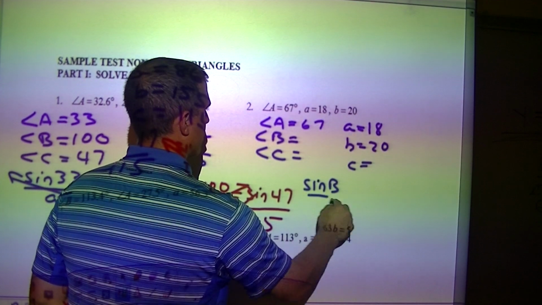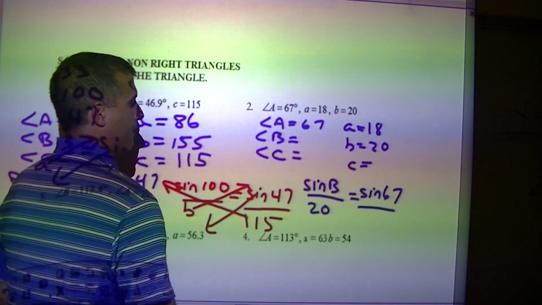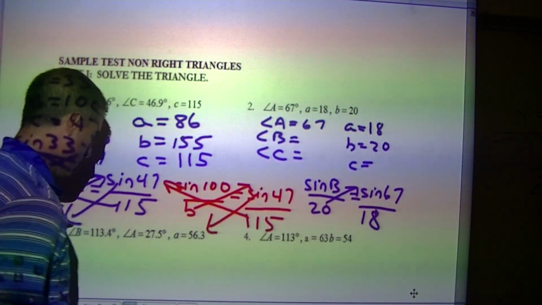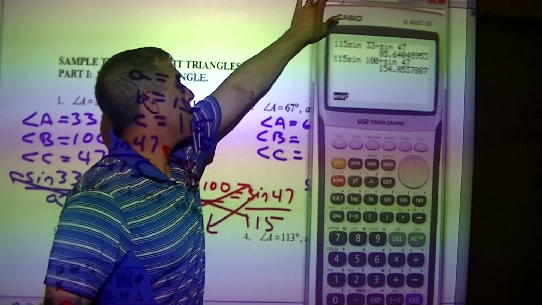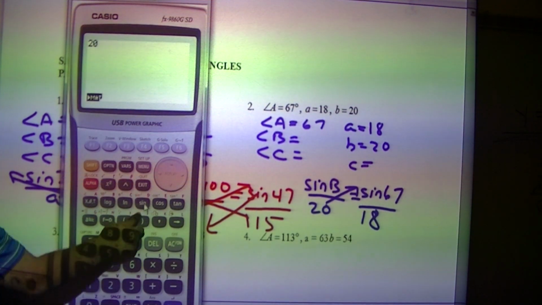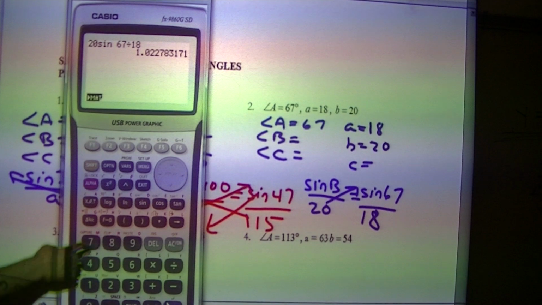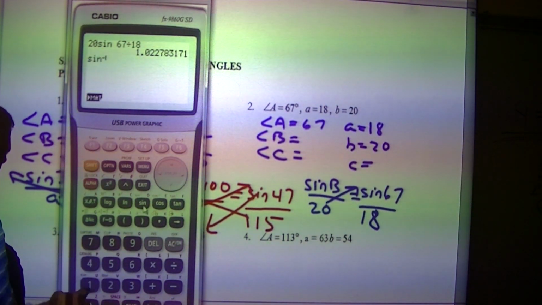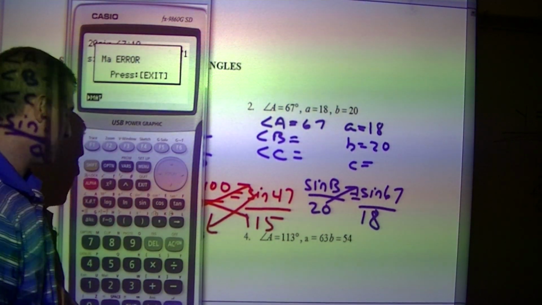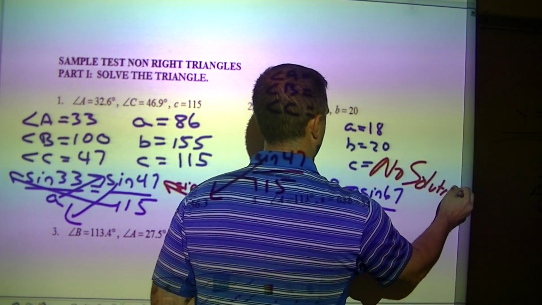So sine of big B over 20 equals sine of 67 over 18. The 20 is going to go up there. I'm going to use a lot on the calculator because I don't have a ton of room. So I'm going to have 20 sine of 67 divided by 18. Now when I do inverse sine of 1.022, it tells me error. That means this answer will be no solution. So that's all I have to write with this, no solution. And I'm done on that.